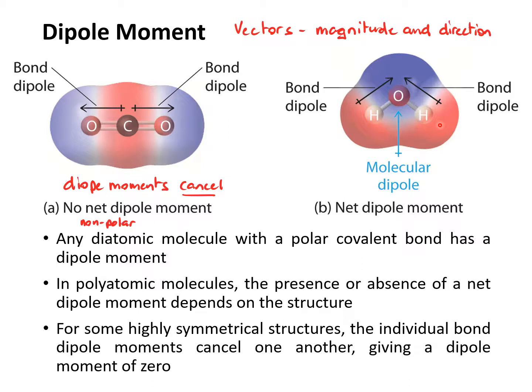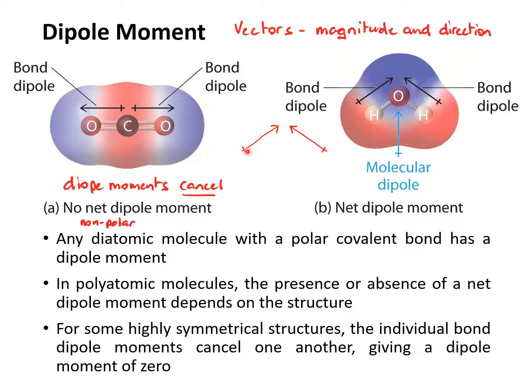Let's contrast that with the case for water, or H2O, which we've shown here. Again, we can see that the individual bonds in water are polar because oxygen is more electronegative than hydrogen. And again, we've actually drawn the dipole moments in water. Now let's redraw this dipole moment over here, and we'll redraw the other dipole moment over here.